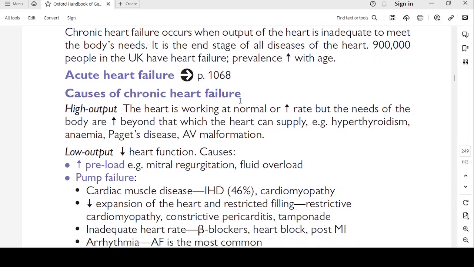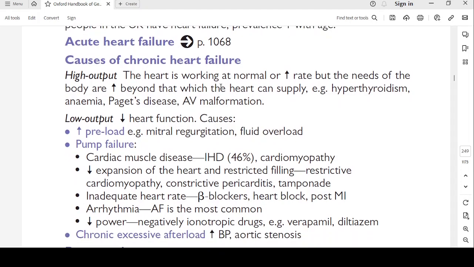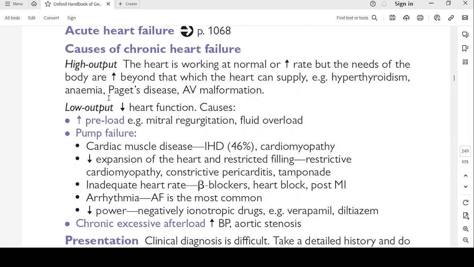Causes of chronic heart failure. High output: the heart is working at a normal or increased rate, but the needs of the body are increased beyond that which the heart can supply. Examples are hypothyroidism, anemia, Paget's disease, and AV malformations. So these are high output heart failures.